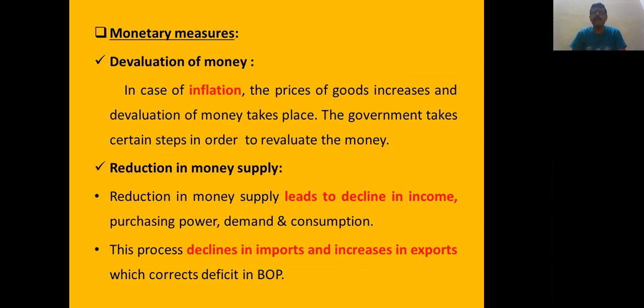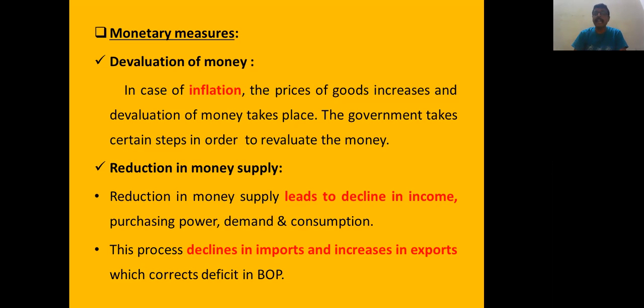Next, another thing is monetary measures. One cause of disequilibrium is inflation. During inflation, prices increase and the value of money goes on decreasing. Since the value of money goes on decreasing, the income of the country also goes on decreasing. As the income of the country is decreasing, it causes a disequilibrium. So every time the country must try to increase the value of money by controlling the inflation.